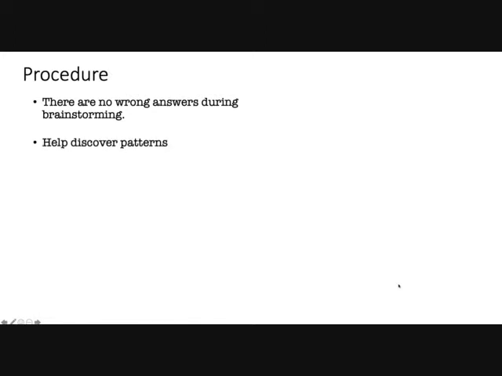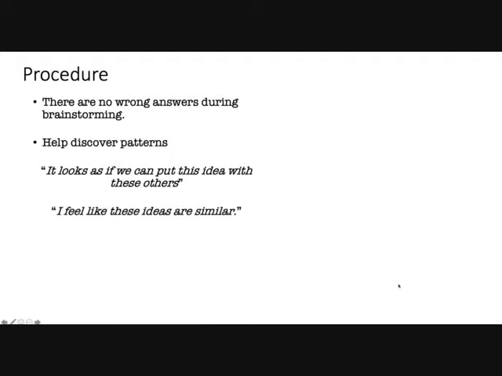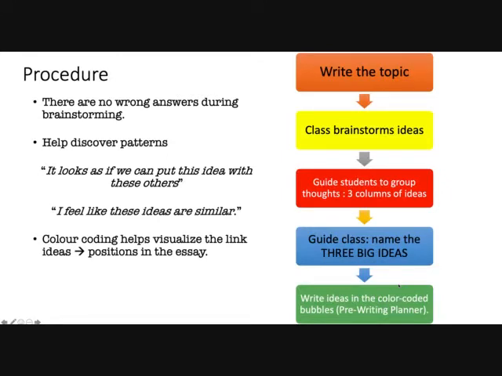And the goal here is to help students take all this messy brainstorming and discover patterns. So some of the things you're going to say are things like, it looks like we can put this idea with these others, or I feel like these ideas are similar. And you're going to use color coding. Color coding is really useful for kids with learning disabilities, but also for all kids. It'll help them visualize the link between ideas and then help to put them in the right place in the essay.